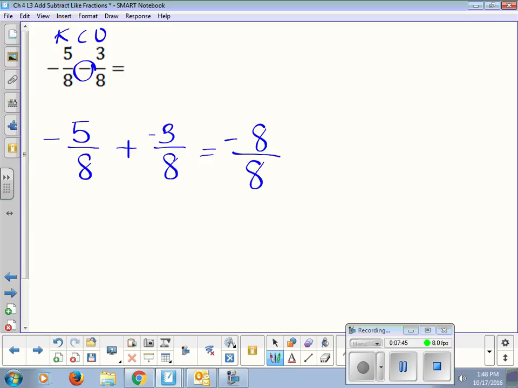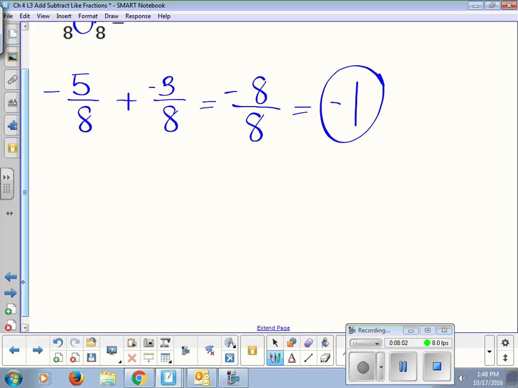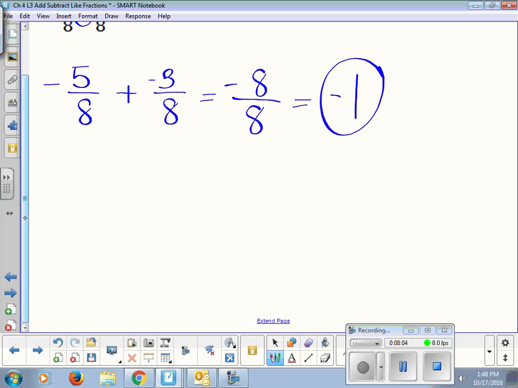Can this be simplified? Yes, to 1. 8 over 8 is 8 divided by 8, which is 1. And we have to keep our negative sign. So simplified, we get -1.